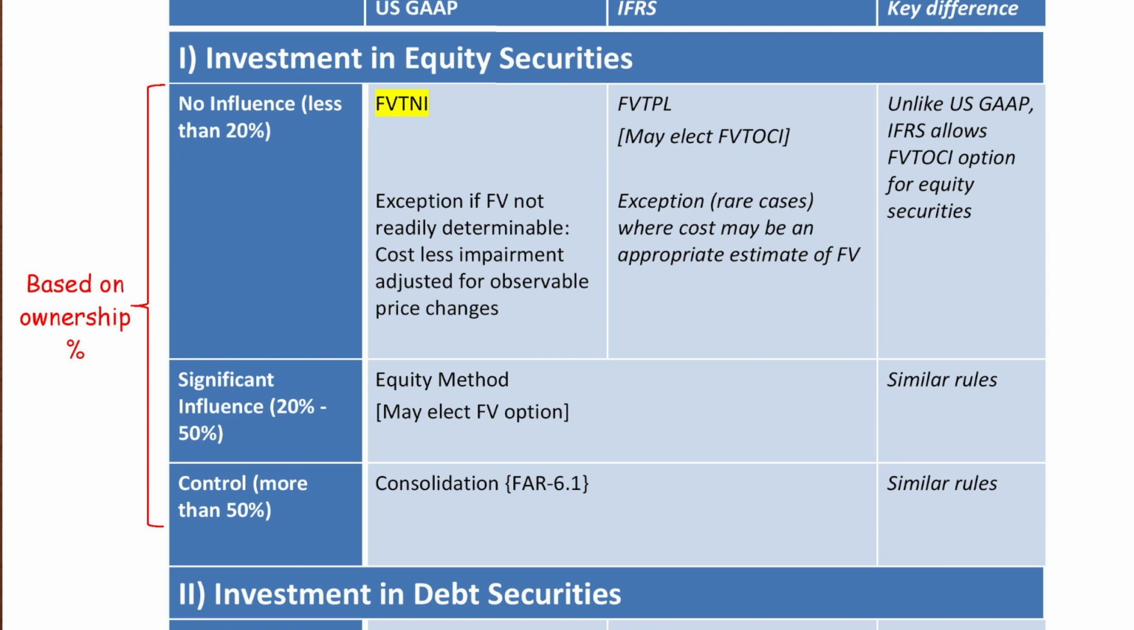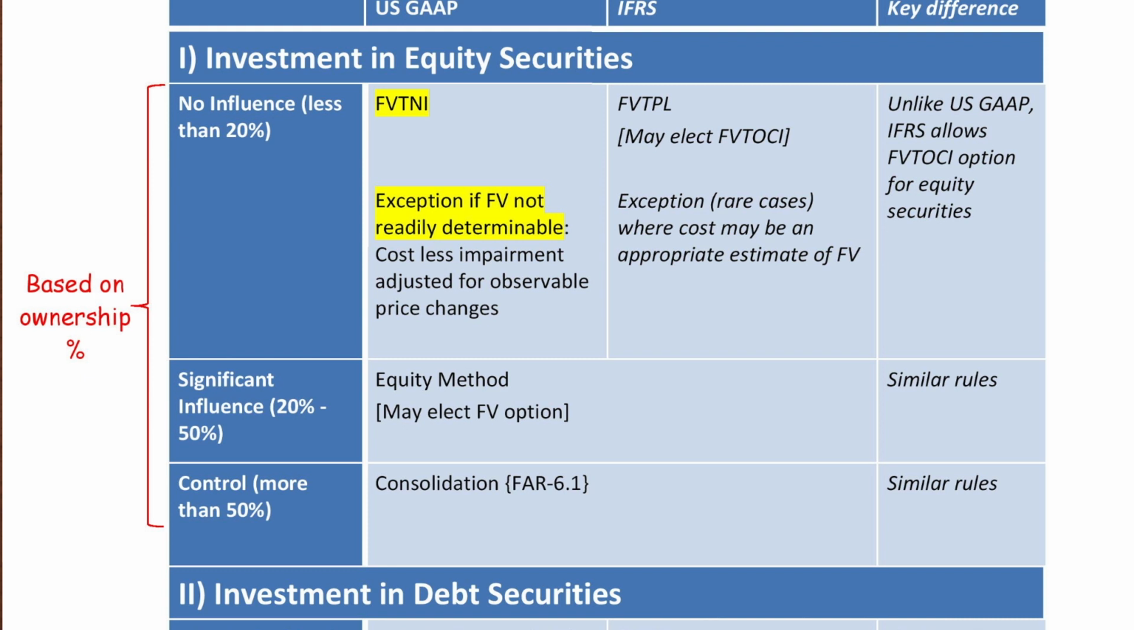That means the gain or loss on these securities that's recorded on the income statement rolls into the net income. Of course, there is an exception if fair value not readily determinable. And we're going to talk about cost less impairment adjusted for observable price changes.